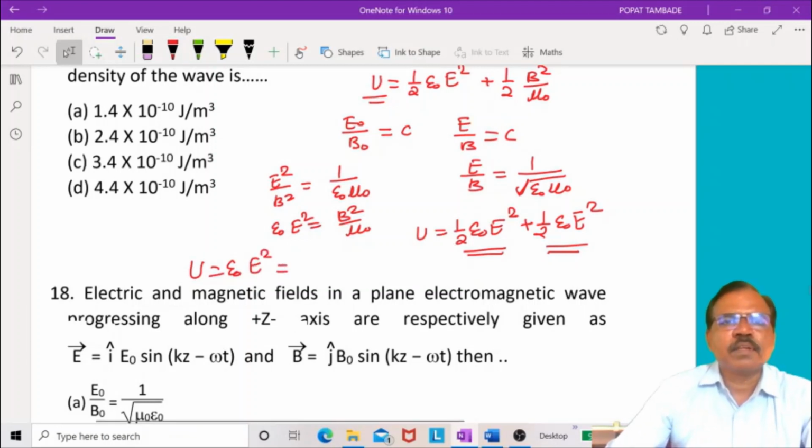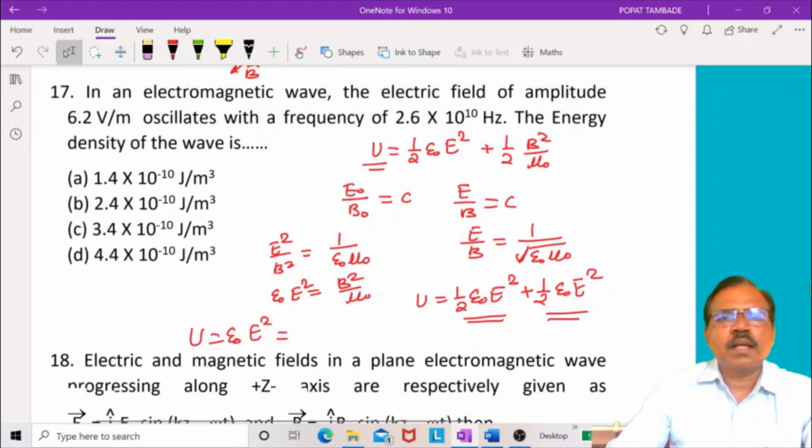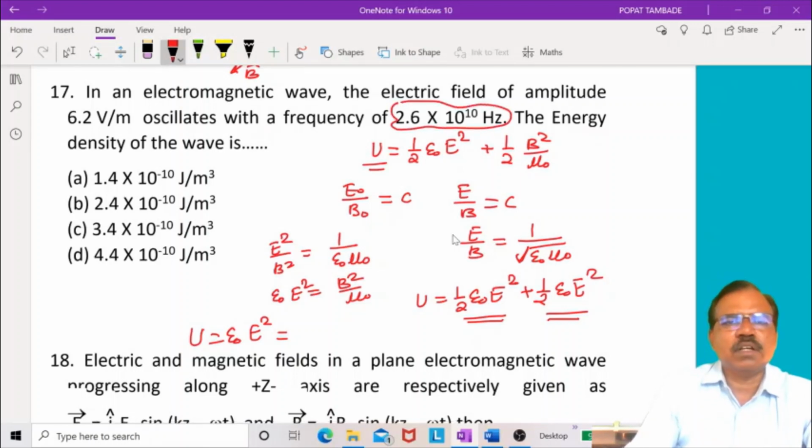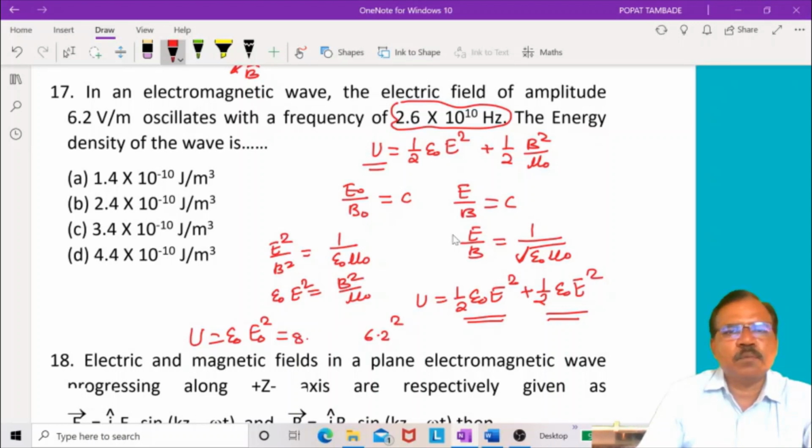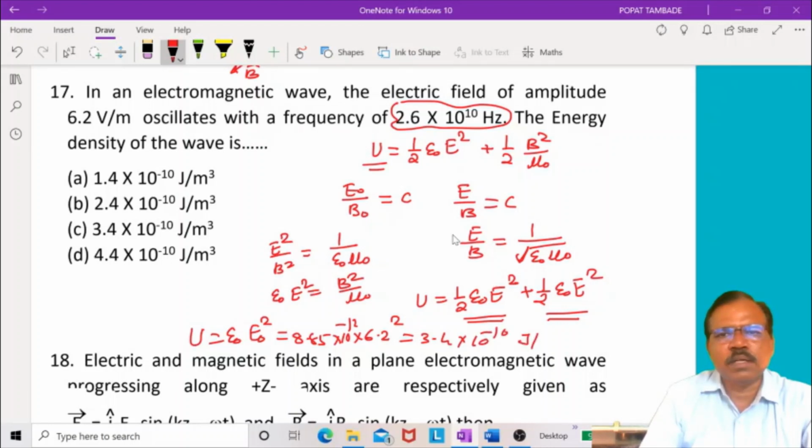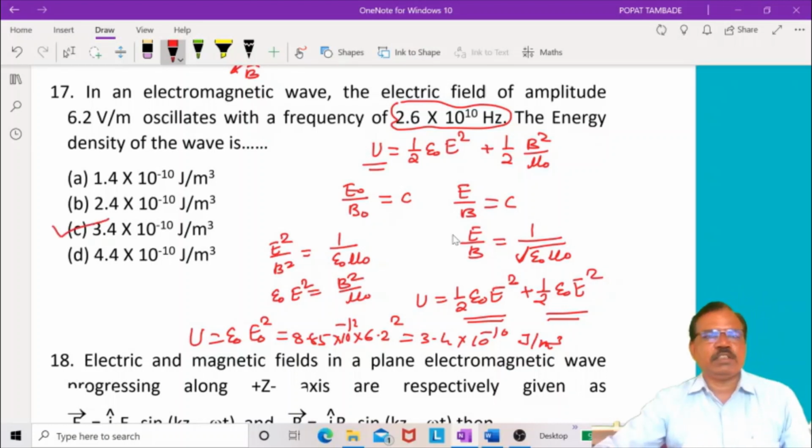Now here epsilon 0 and E square, so this frequency is not required here. And we can take the peak value of the field. So here, 8.85 into 10 raised to minus 12 into 6.2 square. So if we calculate this, you will get 3.4 into 10 raised to minus 10 joule per meter cube. So here you will get this value. So you have to calculate like this.